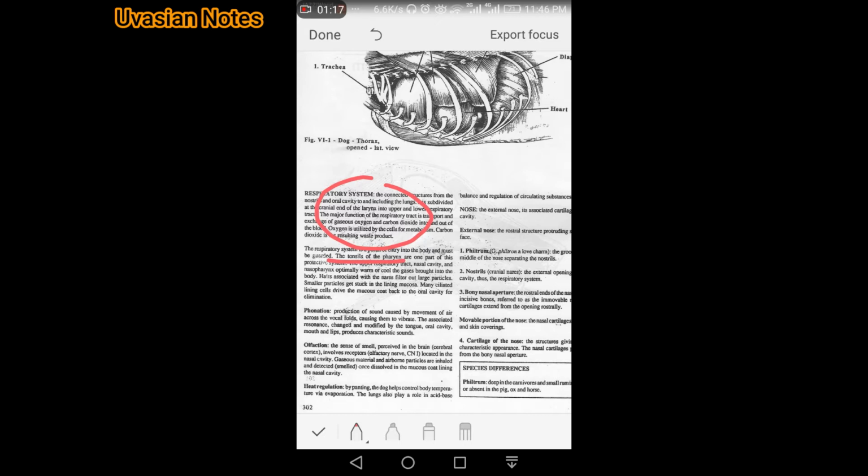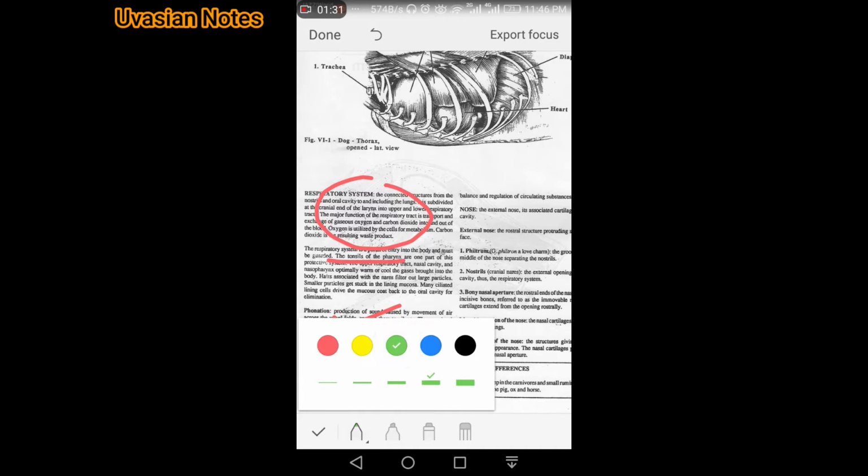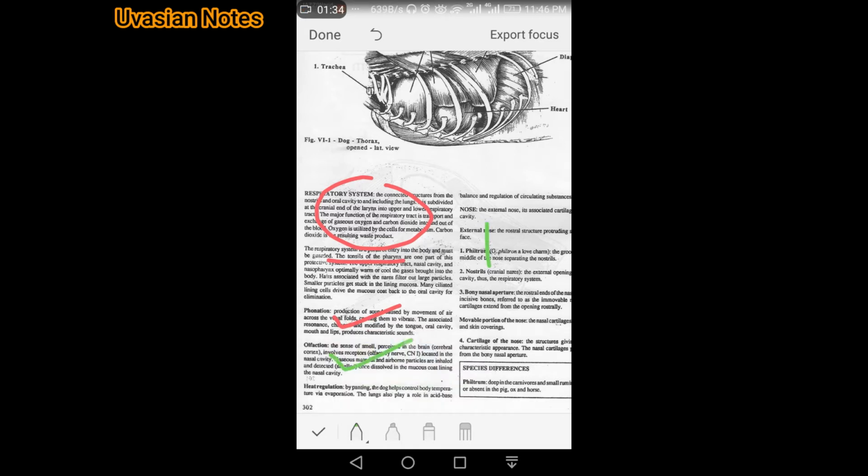Then some basic functions of the respiratory system include phonation, which is the act of production of voice. Then we have olfaction, which is the sense of smell. And then thermoregulation, which is the regulation of the body temperature through panting or evaporation. Besides all these functions, the respiratory system also regulates the balance of acid and base in the body.